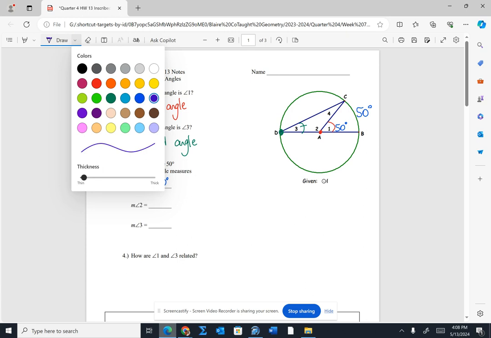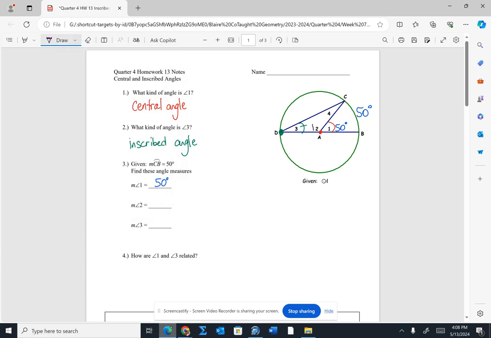All right, I'm going to find angle 2 because angle 2 is supplementary to angle 1. So 180 minus 50 is 130 degrees. Then something that you might not have noticed is that triangle DAC is actually an isosceles triangle because this is a radius and this is a radius. So I can do 180 minus 130 to see how many degrees are left for angles 3 and 4. And then because there's two of them, I have to split that into two parts, and they're each 25 degrees.